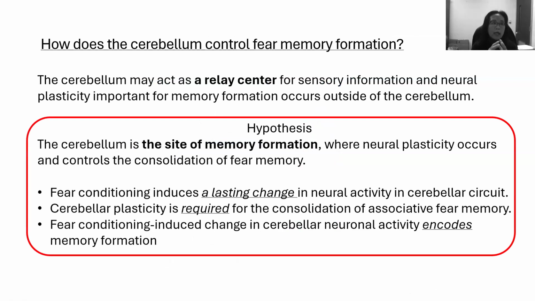So the question we want to ask is, how does the cerebellum control fear memory formation? As we mentioned before, the cerebellum forms extensive connections with the cortex and with limbic systems. Therefore, the cerebellum can probably act as a relay center for sensory information, and the neuroplasticity that is important for memory formation actually occurs outside of the cerebellum. This has to be said. There is evidence supporting this model.